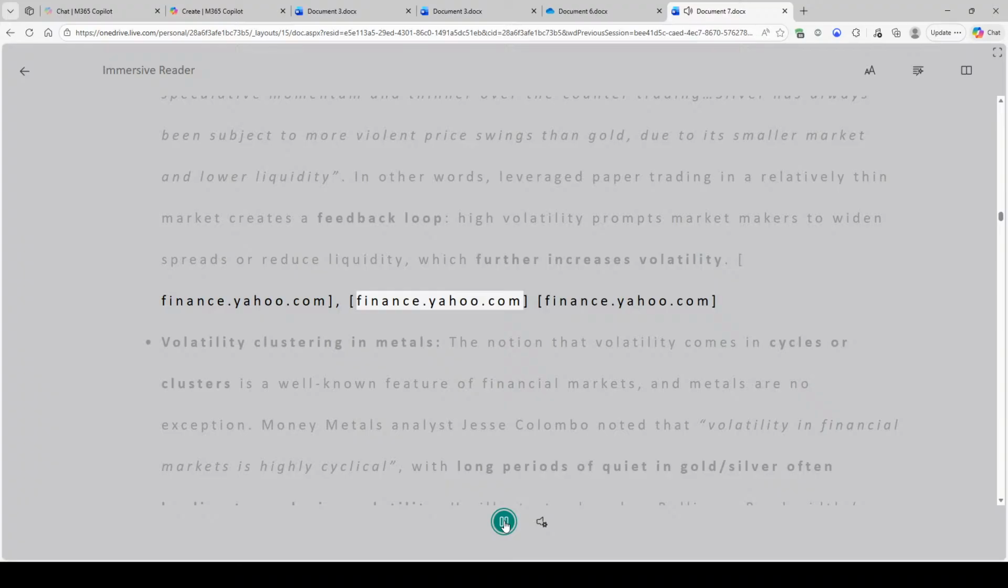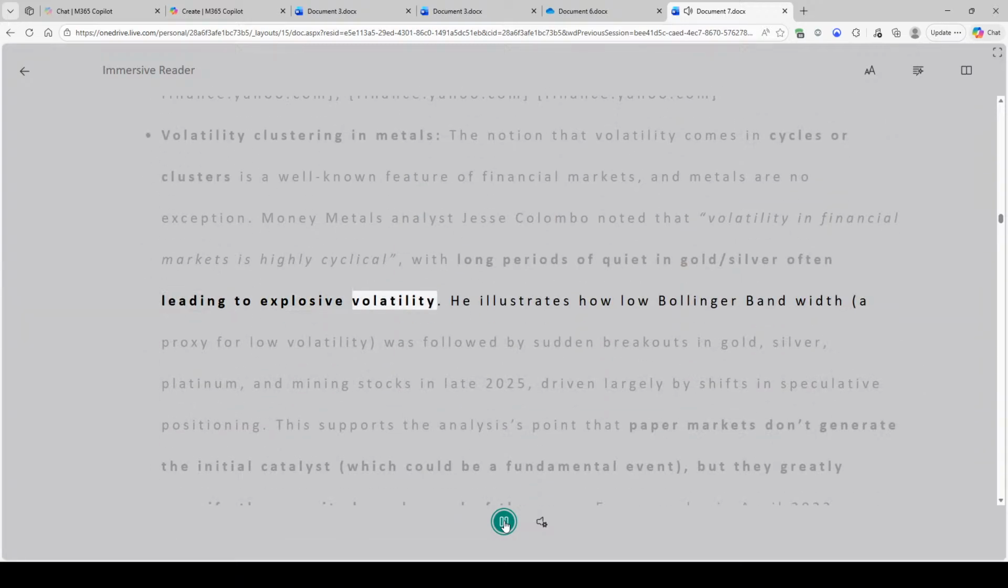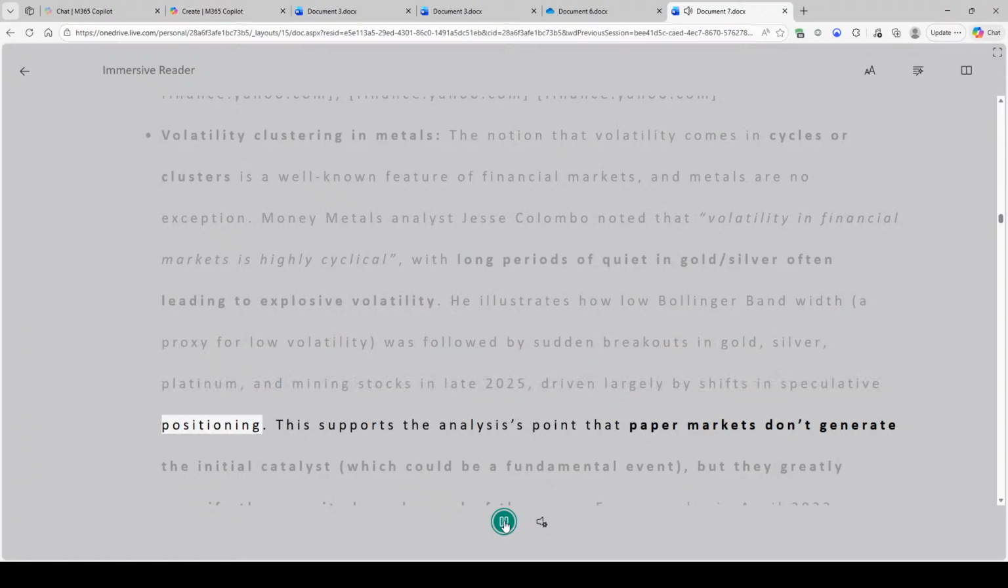Volatility clustering in metals. The notion that volatility comes in cycles or clusters is a well-known feature of financial markets, and metals are no exception. Money Metals analyst Jesse Colombo noted that volatility in financial markets is highly cyclical, with long periods of quiet in gold/silver often leading to explosive volatility. He illustrates how low Bollinger Bandwidth, a proxy for low volatility, was followed by sudden breakouts in gold, silver, platinum, and mining stocks in late 2025, driven largely by shifts in speculative positioning.